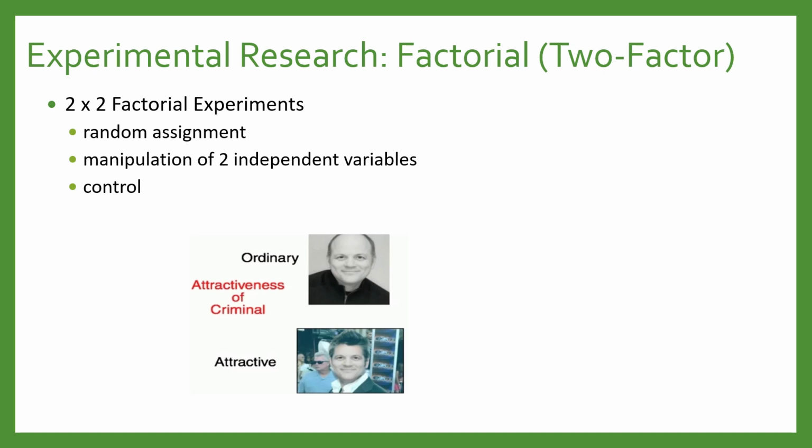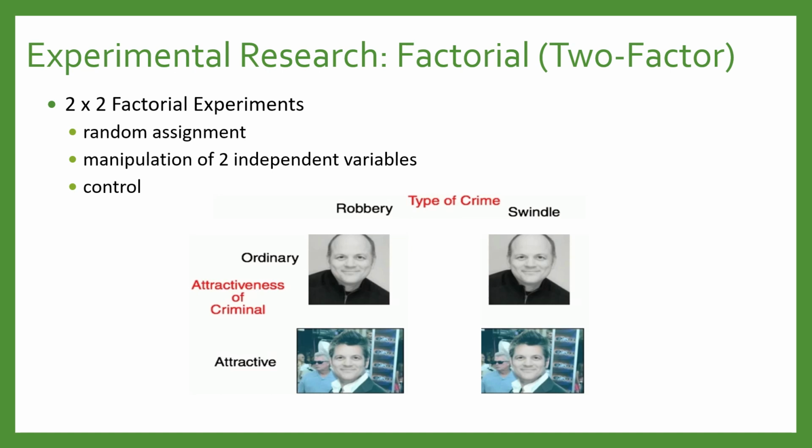So as always, you would want to have random assignment to conditions. And here, since it's an experiment, you're going to manipulate both those independent variables. And you want to have some control so that they're doing everything the same except for that difference in those two independent variables. So for example, let's say that we wanted to see if the attractiveness of a criminal and the type of wording used to describe the crime have an effect on how long people would recommend sentencing someone for the crime. So here, we're going to have four different conditions, right? Each picture kind of represents a different condition.